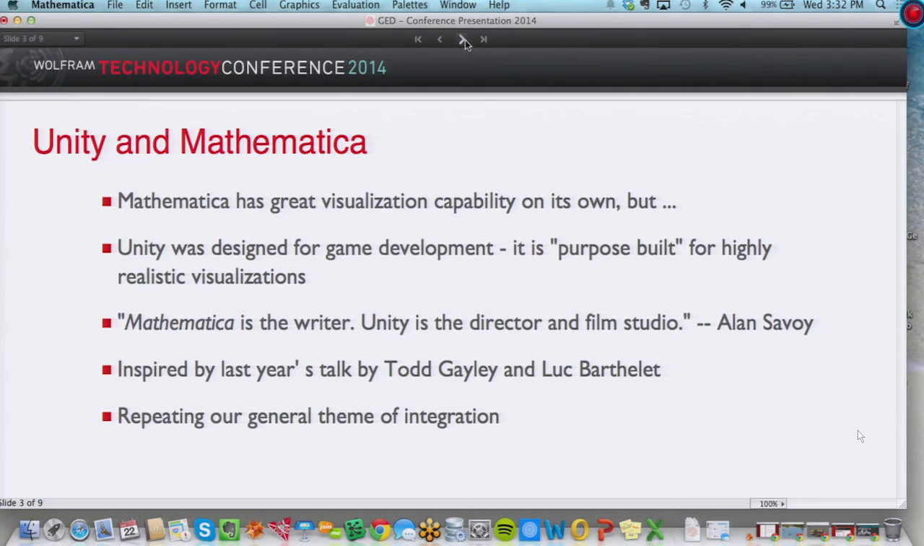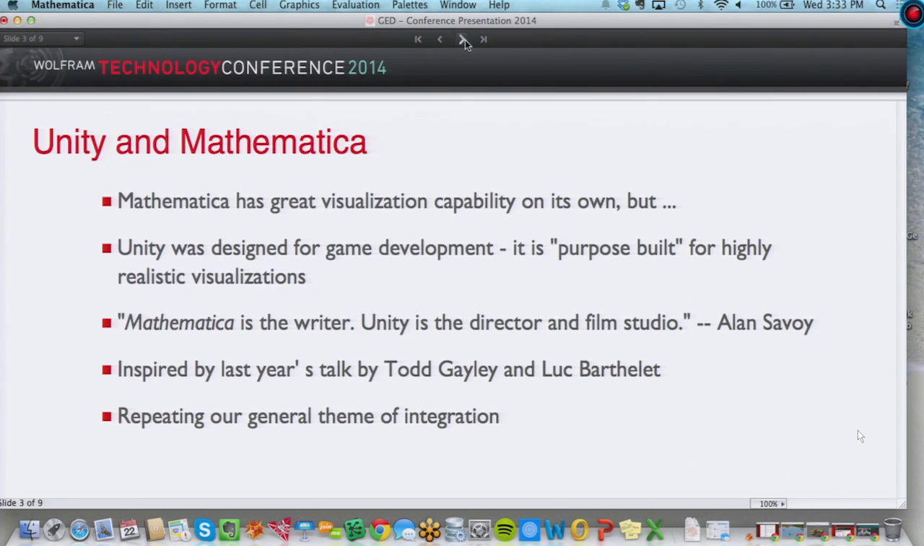So last year, Todd Gailey and Luke, who is off sailing around the world now, gave a talk about Unity Link. They built Unity Link, and that was a direct integration between Unity and Mathematica. I thought that was really neat, and inspired by their talk, we did a few little experiments, and we thought, there's something to this whole idea of blending Unity with Mathematica. And it kind of repeats this general theme that we've had.